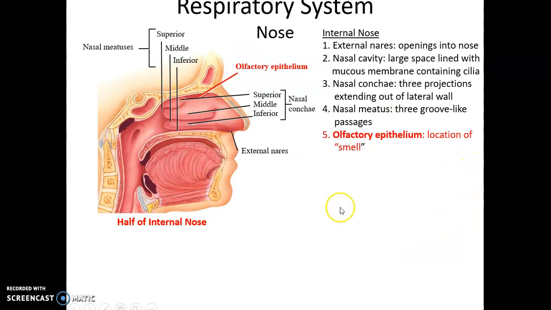On the roof of the nasal cavity is the olfactory epithelium. The olfactory epithelium houses the olfactory receptors for the sense of smell. So these sensory neurons are also receptors, and they bind to chemicals in the air and then transmit signals to the brain.